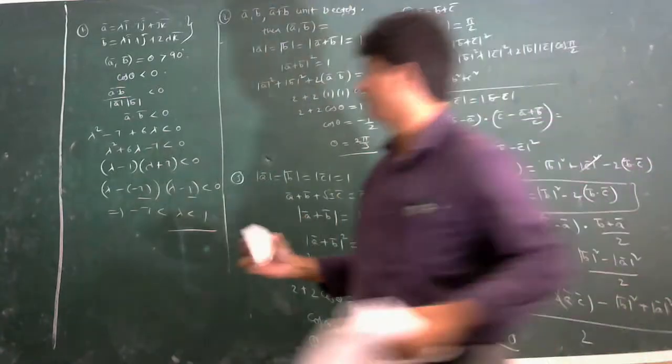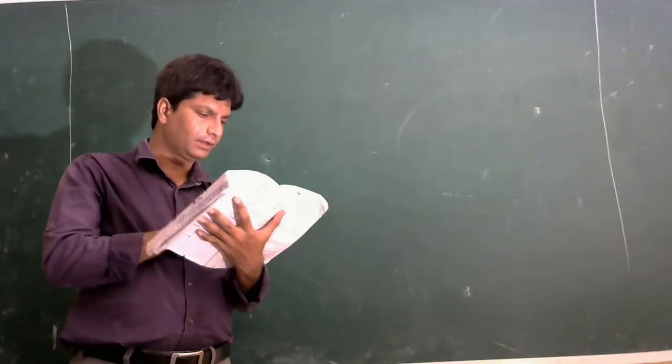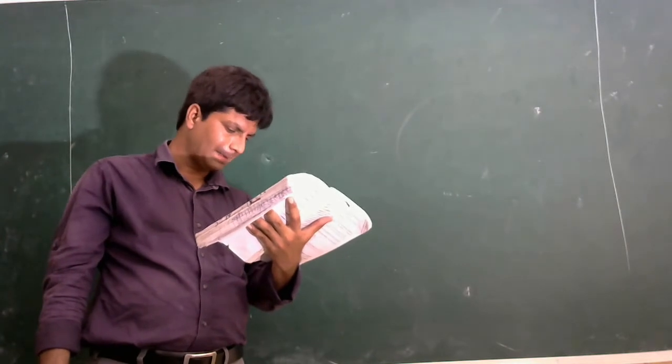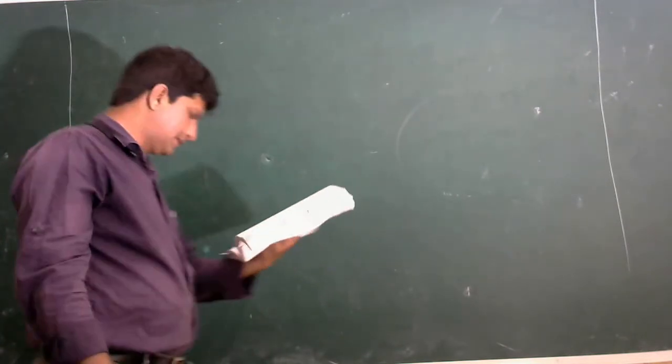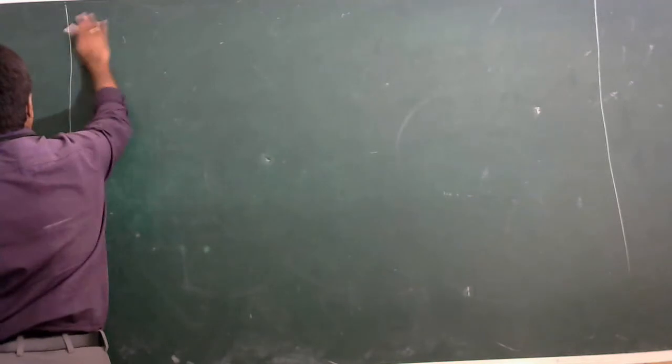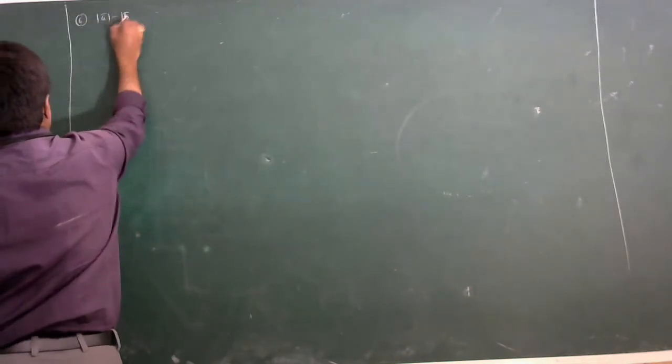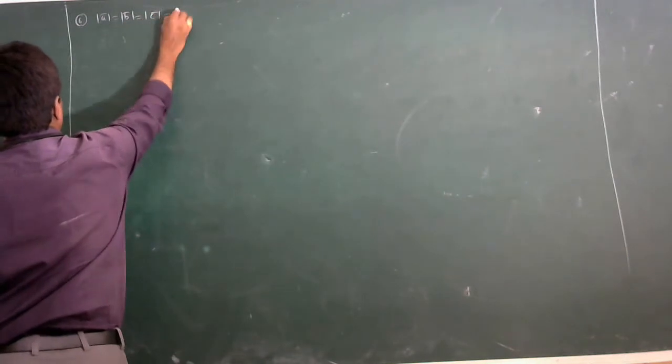Next problem. Next problem is given: A bar, B bar, C bar are unit vectors. That means mod A bar equal to mod B bar equal to mod C bar equal to 1.